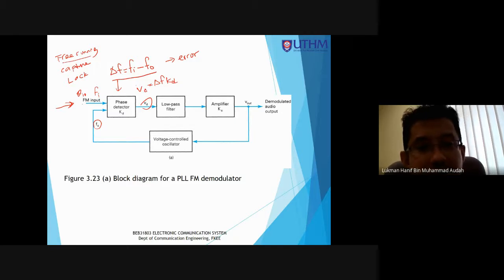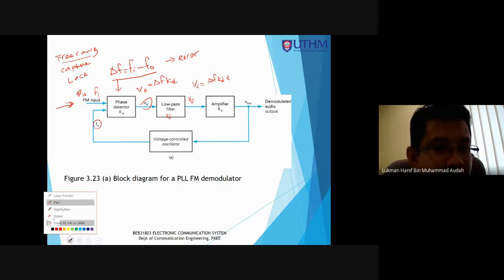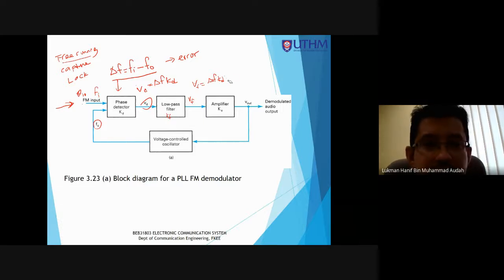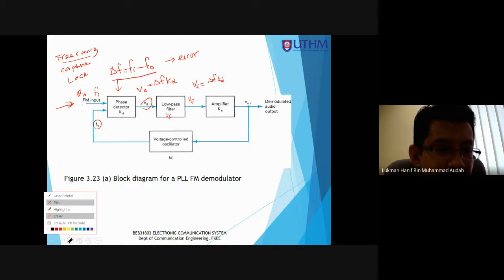Di sini sebenarnya ada lagi KF. Kalau ikut buku Wellington. So di sini adalah VF. So VF di sini adalah bersamaan dengan delta F KD KF. Nah, ini tak perlu hafal, jangan hafal. Saya nak tunjukkan aja.